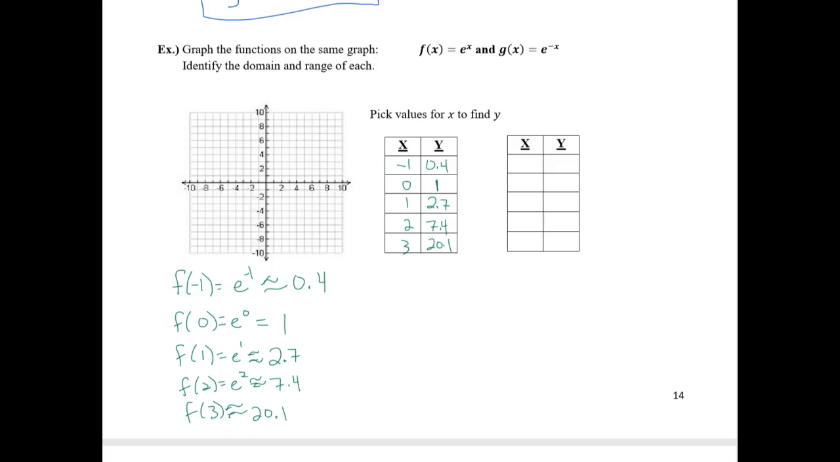So let's plot these. -1, 0.4, so pretty close here to the x-axis. 0, 1, which was our nice point. 1, 2.7, so about 3/4 of the way up there. And 2, 7.4. And then 3 was off our graph.